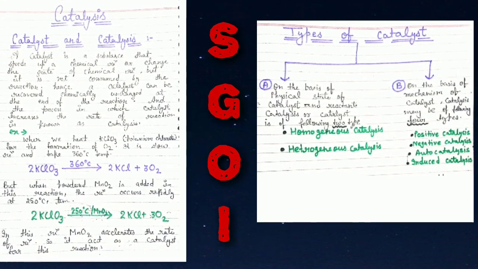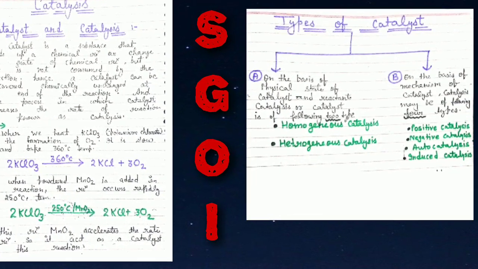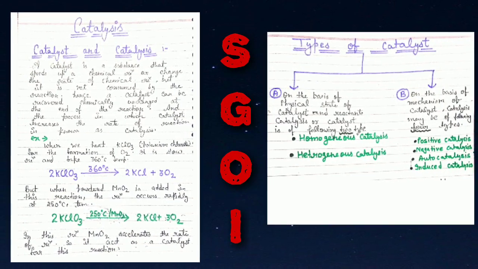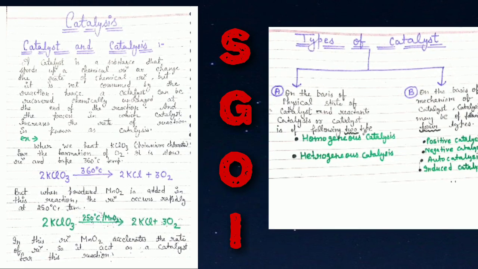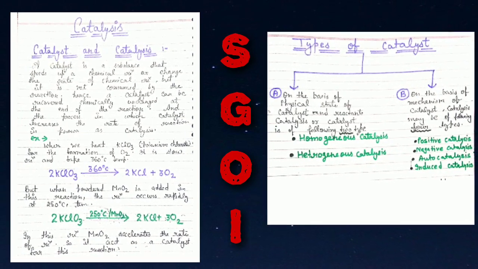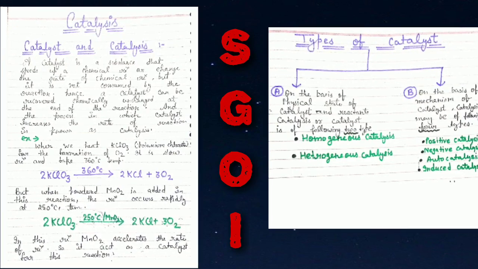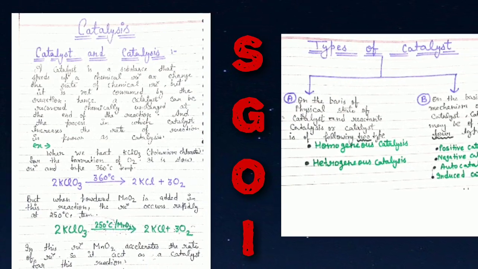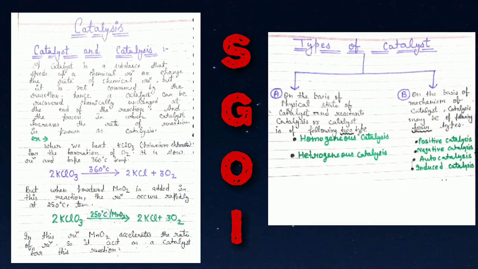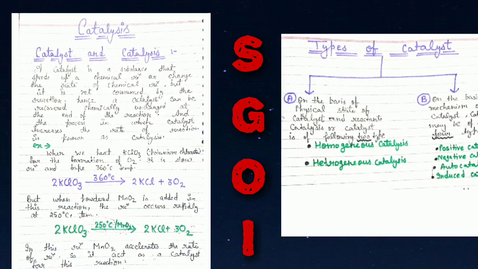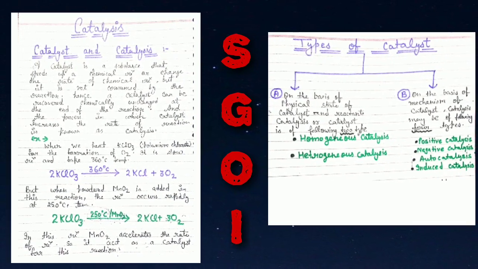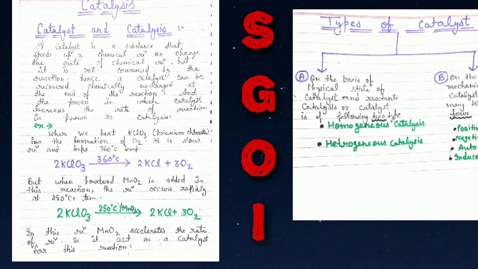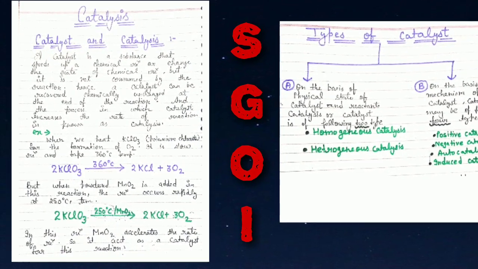The mechanism in which a catalyst catalyzes a reaction, it means it increases the rate of reaction or changes the rate of reaction, is known as catalysis. Remember, catalysts are those chemical compounds which change the rate of reaction, but they are not consumed in the chemical reaction. It means at the end of the reaction these substances are recovered. Their physical state may change, but their chemical composition does not change.